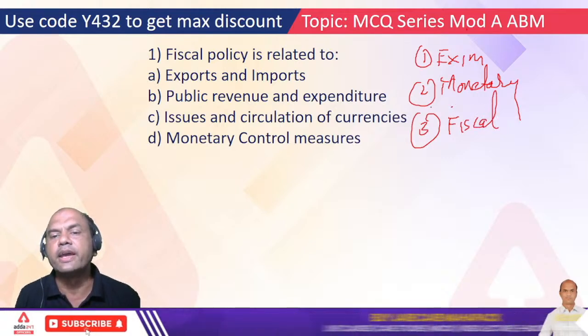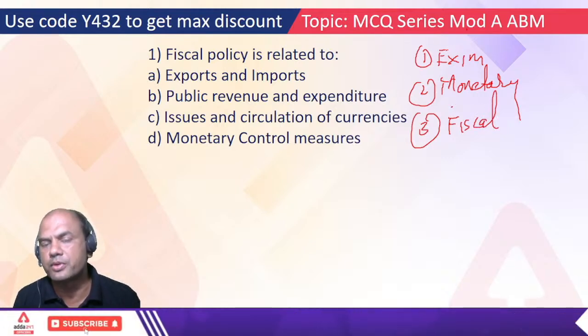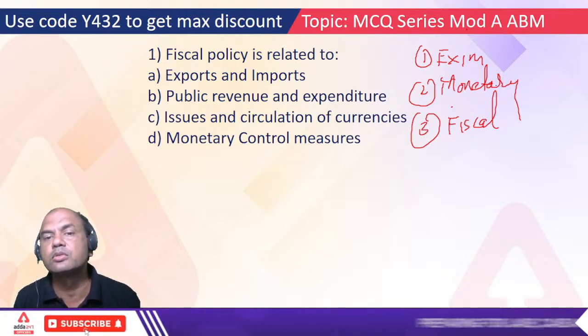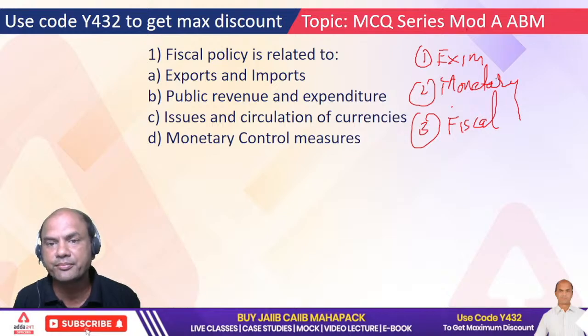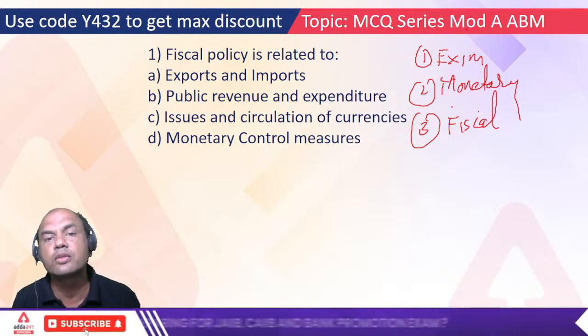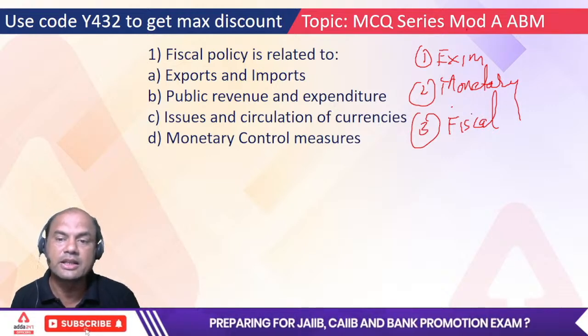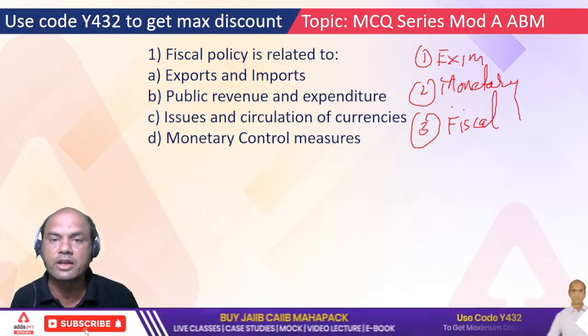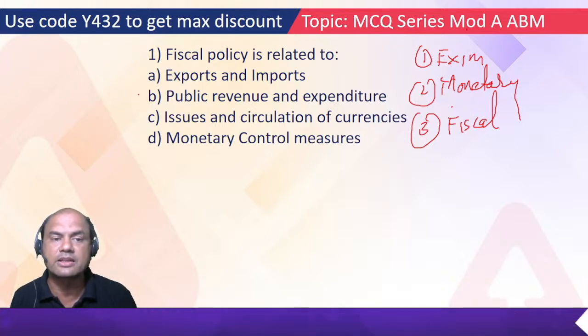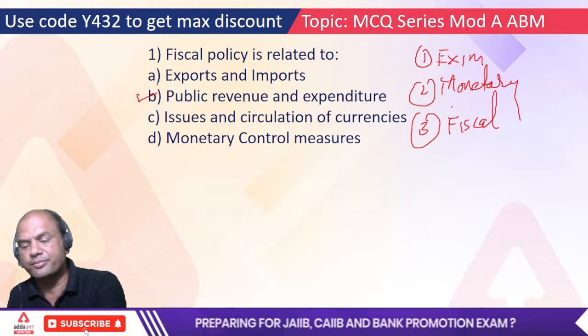EXIM relates to export and import. It is given by the Commerce Ministry. Monetary relates to CRR, SLR and money supply. It is given by RBI. And fiscal is related to the total finance of the government, and this is given by the Government of India, Finance Ministry. So what will be the answer over here then? Correct answer is B, right?